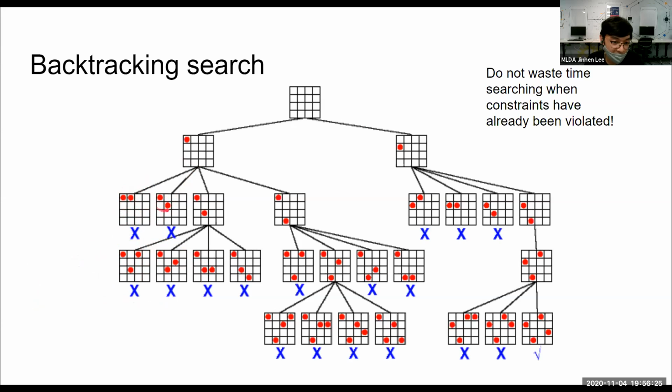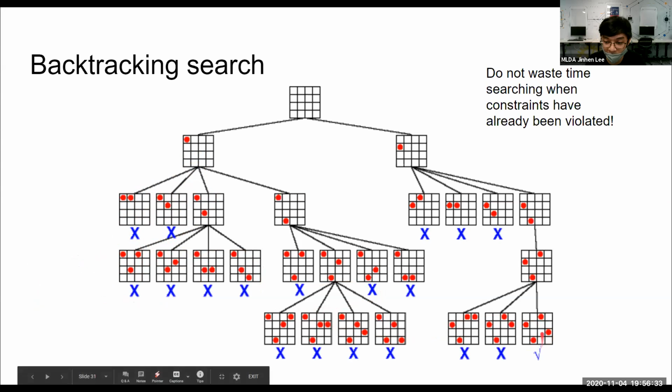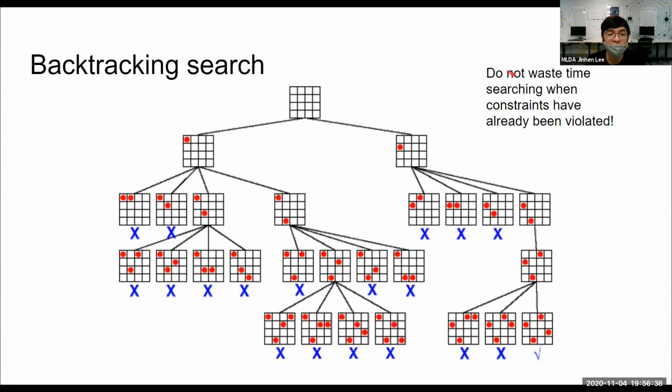So we put it in the second row now. Oh, it's violated again because it's same diagonal. So we go back here. So if you continue on all this, we will find the solution. Ta-da, over here at the end by expanding all this. So the key information for this one is you don't waste time searching when constraints has already been violated because the nodes below that will all be violated also. So there's no point expanding that node that's already violated.